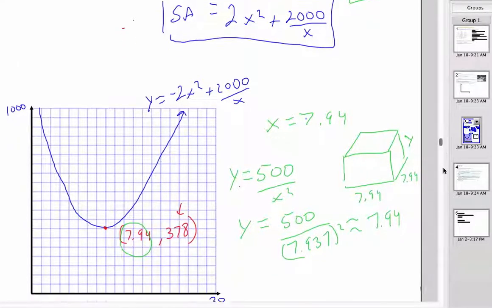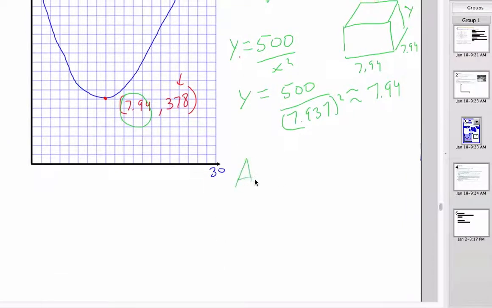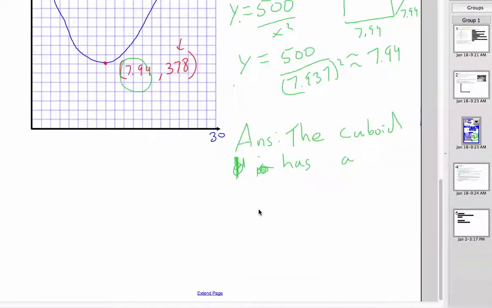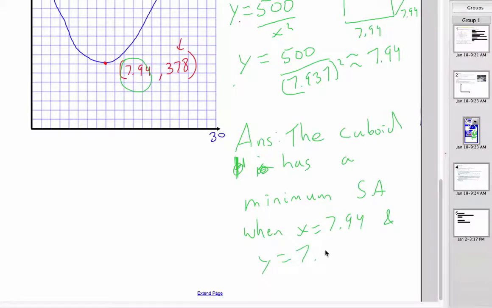Okay, so your answer to the question is the cuboid has a minimum surface area when x equals 7.94 and y equals 7.94.